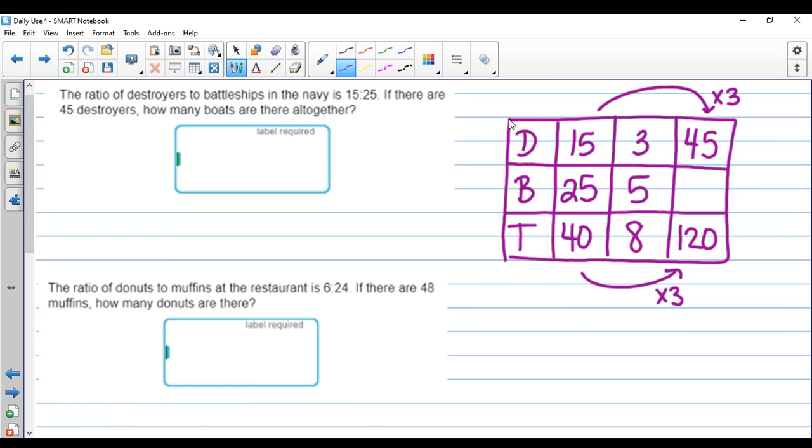Then I can find out, how do I go from 3 to 45? In this case, I would multiply by 15. So I would do 8 times 15 to get 120. Both methods are going to get the same answer. It's just a matter of which numbers work and which numbers are easier for me to multiply and divide by to find the answer. In either case, my final answer is 120 boats.